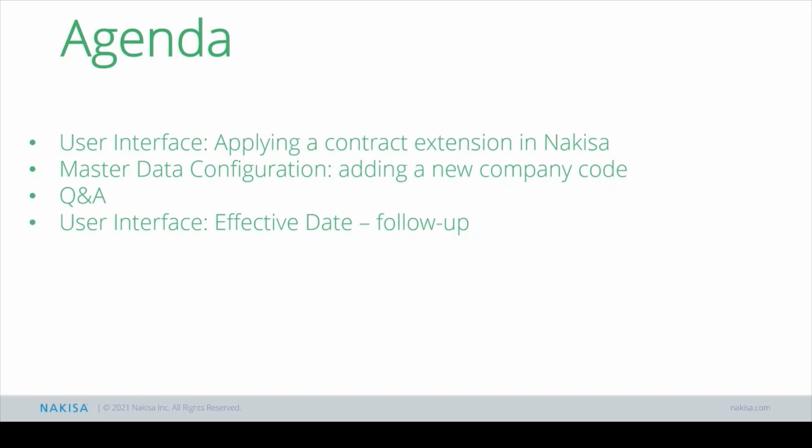All right, so the topics for today will be how to apply an extension in Nakisa. Then we're going to look at adding a new company code in the master data configuration. This is a topic that we've seen in some of our very first office hours sessions, but since the public was reduced, we thought it's a good idea to review it and go through the topics. We left the session for questions and answers at the end, and I have some follow-ups regarding the effective date, one of the topics that we've seen last time.